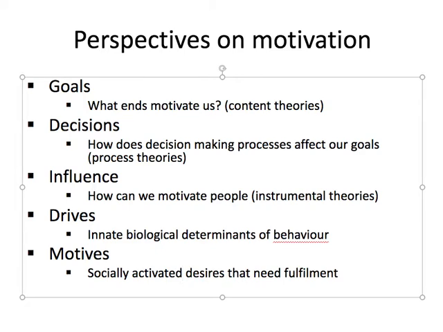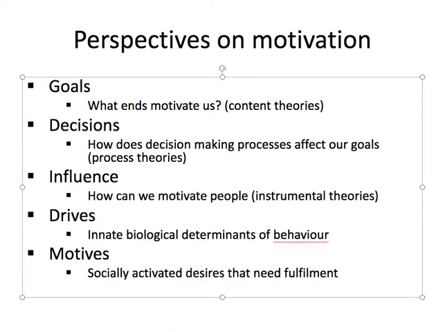How is it that organisations can socially activate these desires? And there's three broad explanations. We've got content theories which focus on particular goals or ends. They try to understand what is it that actually motivates us. What are the things people want to get to be fulfilled? These we're going to call content theories. So what's the content of motivation?